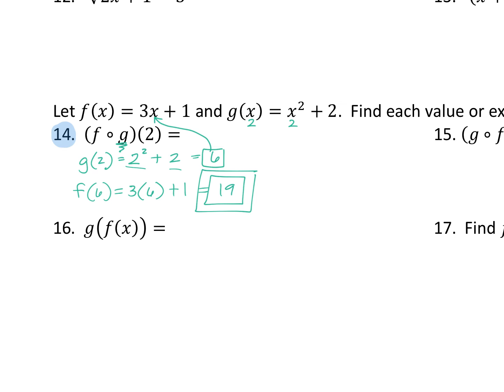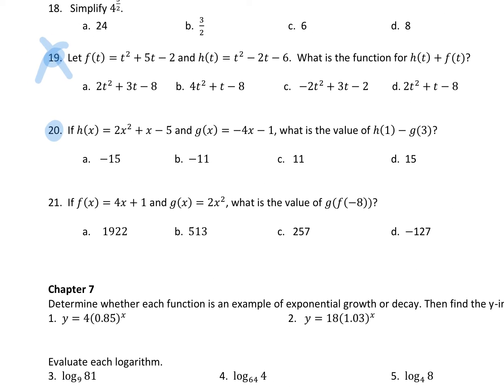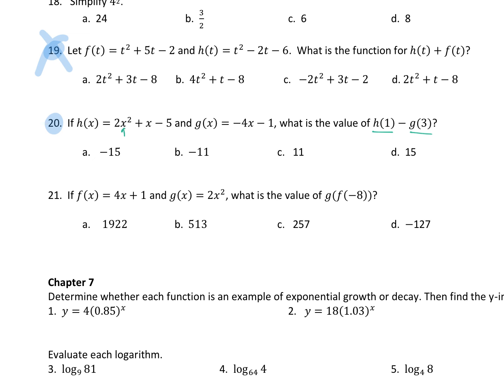All right, next one. What was our next one? Number 20. So they give you an h of x, they give you a g of x. And it says, what's the value of h of 1 minus g of 3? So you're going to plug a 1 into your h setup. So it's going to be 2 times 1 squared plus 1 minus 5. Okay, that's h of 1, rather. Sorry. And then we're subtracting the g of 3, right? So we're subtracting whatever g of 3 is.